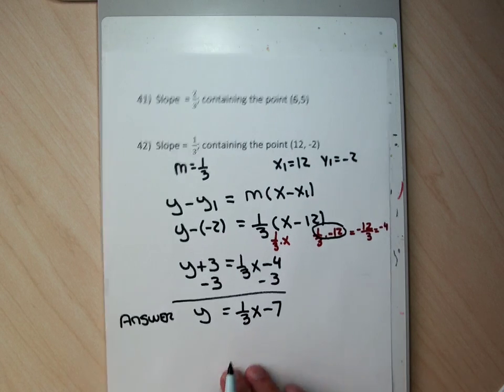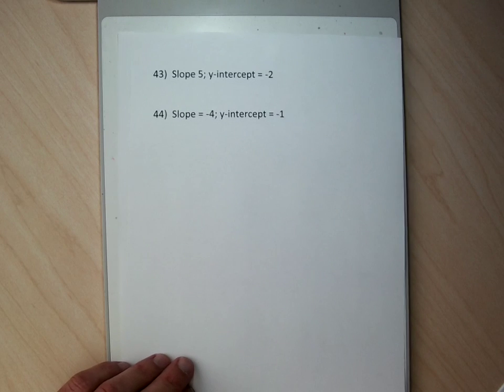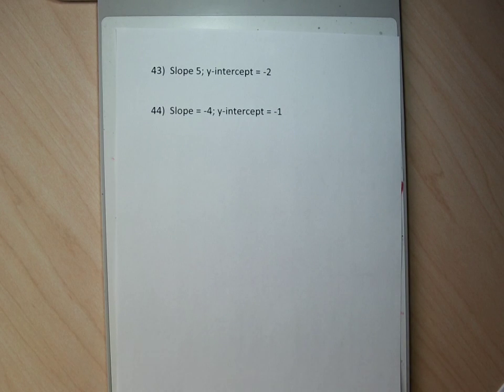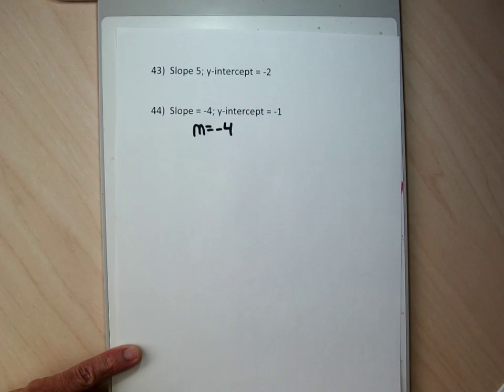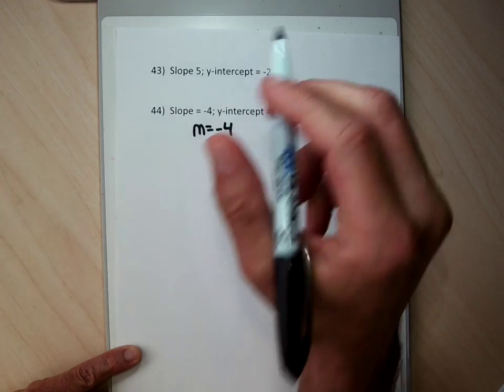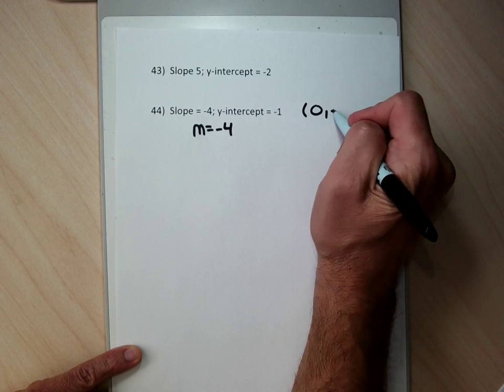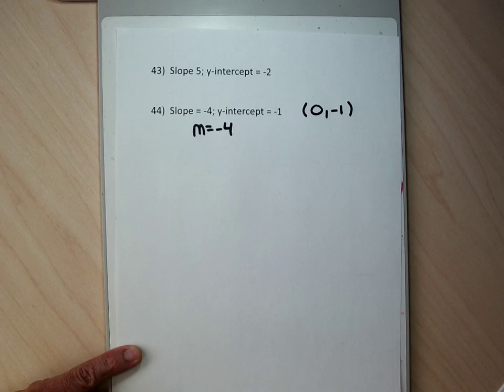That should be just like 41. 43 and 44 are a little bit tricky. They're a little bit tricky because they don't give me a point. And 44, for m, I can use negative 4. But I'm not given a point, but I'm given the name of a point, and I know y-intercepts are always 0 comma some number. So when it said the y-intercept is negative 1, that implies that it passes through the point 0, negative 1, because that is the y-intercept of negative 1. That is it as a point.